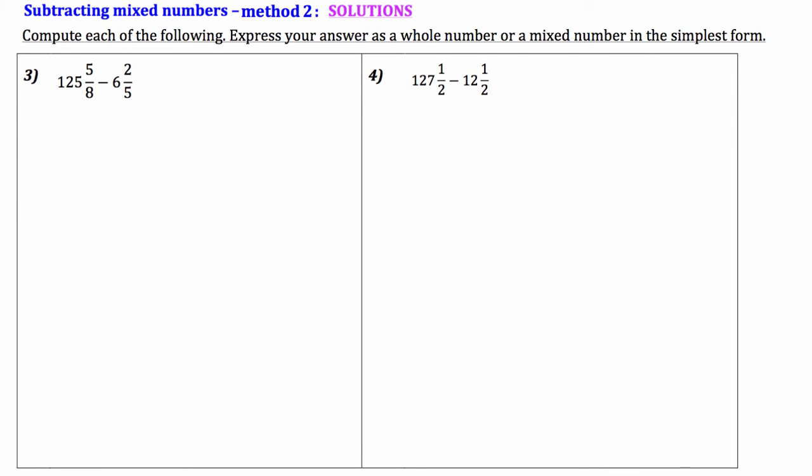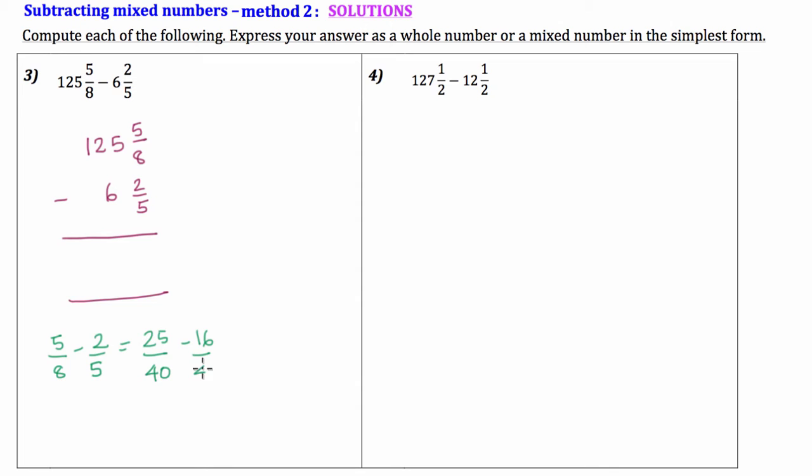The next problem is 125 and 5/8 minus 6 and 2/5. So let me stack the two numbers, and 5/8 minus 6 and 2/5. We will then subtract the fractional parts. So 5/8 minus 2/5. The common denominator is 40. So 5/8 is the same as 25/40, and 2/5 is the same as 16/40. And when I subtract the two, I am left with 9/40.